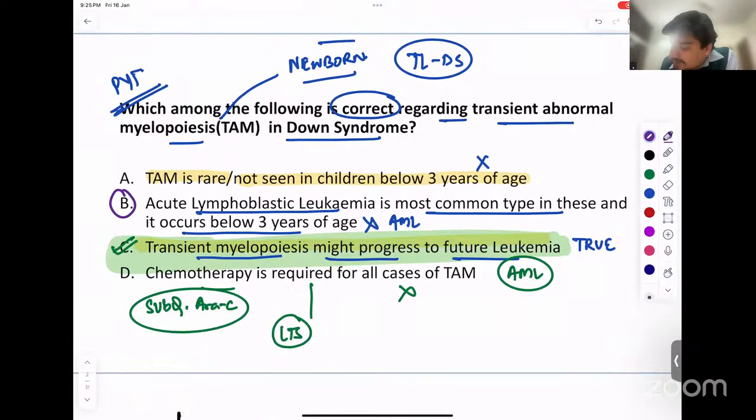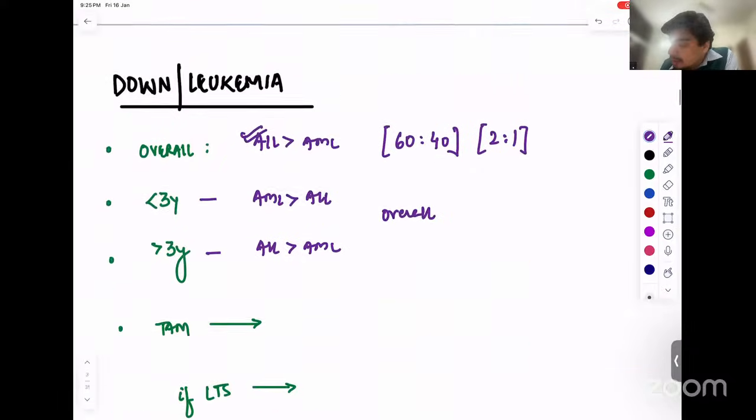That's why this option B is incorrect. ALL is not the most common. It is AML which is the most common. And TAM also converts into AML. If it has to convert, it will convert into AML.